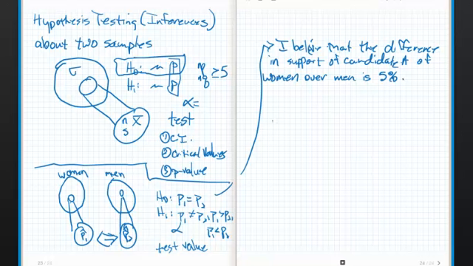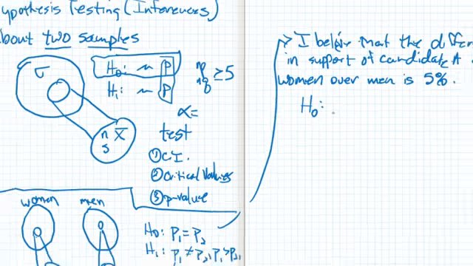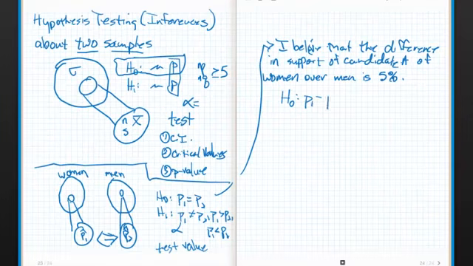Now, the difference between when we're doing this with just one sample versus two samples, you have to realize that what we're doing here is we're talking about two samples. The difference between when we're talking about one sample and two samples is that we can actually talk about differences. So I could actually write the null hypothesis up for this as P1 minus P2, the true proportion of women.